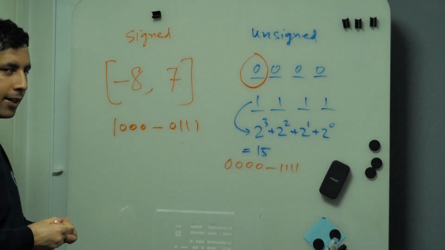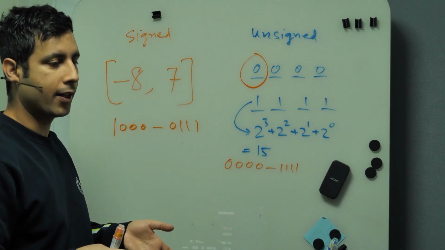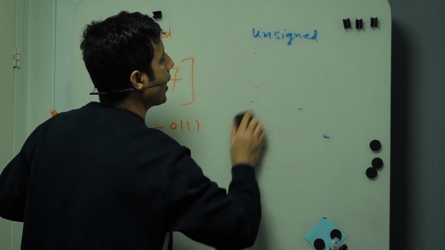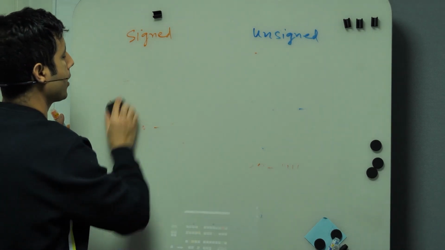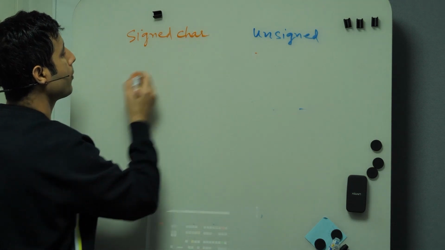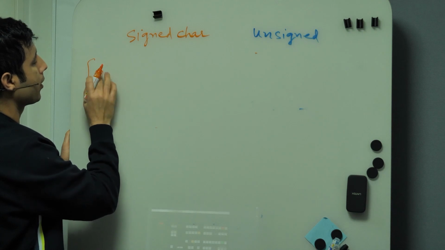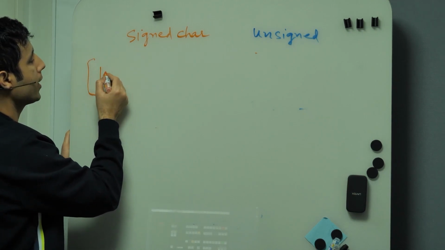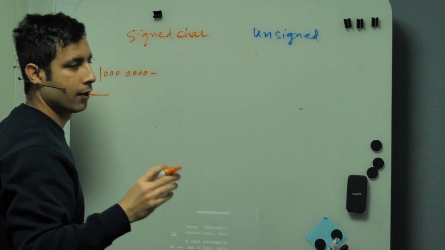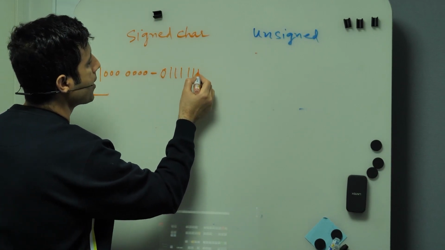Now let's extend this understanding to a real data type in C, and that is the char data type. So let's say we have unsigned char data type and signed char data type. Now, for the signed char data type, the most negative number would have 1 followed by 7 zeros, and the highest number would be 0 followed by 7 ones.